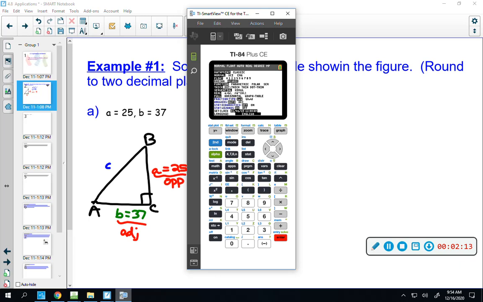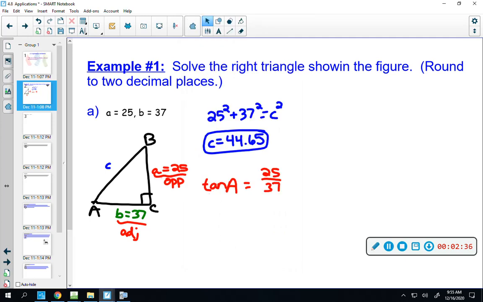Now, double check your mode, of course, in degrees. Once you have that selected, just quit out of that. And now, to figure out the angle measurement, we're not just going to hit tan, we have to hit second tan. Second tan gives you the degrees, the angles. And we have 25 divided by 37. Now, it doesn't matter if you close up the parenthesis or not, you will get the correct answer. It says round to 2 decimal places, so I'm going to put that as 34.05 degrees.